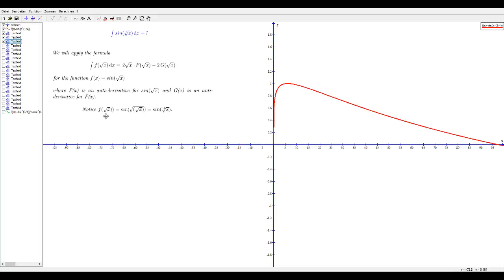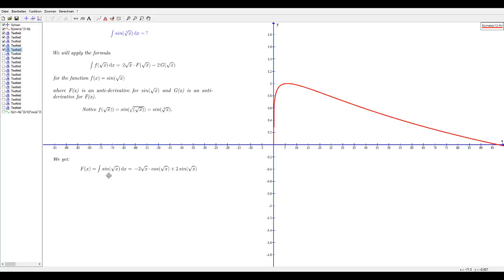And we notice at first that if we set f of x equals sine of square root of x, then f of square root of x is the sine of the square root of the square root of x, and that is the sine of the fourth root of x. And so we can apply our formula. And we get that capital F of x is then just the integral of f of x dx, which is the integral of sine of square root of x.